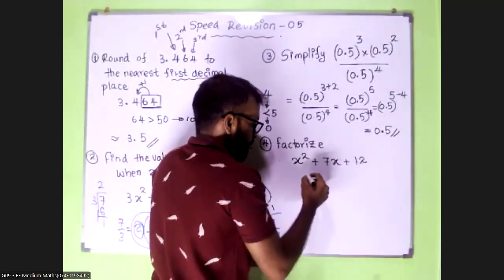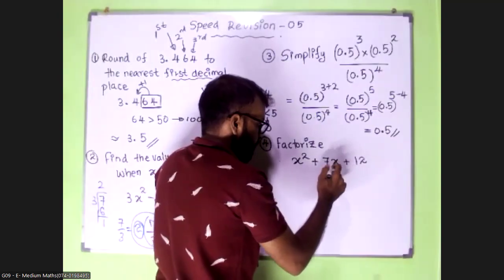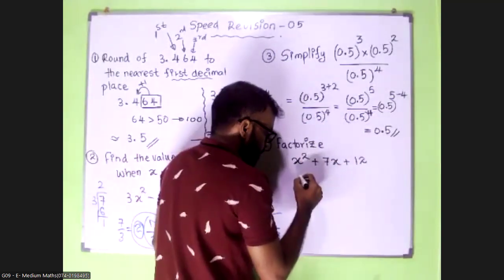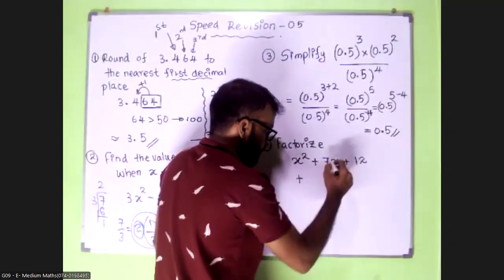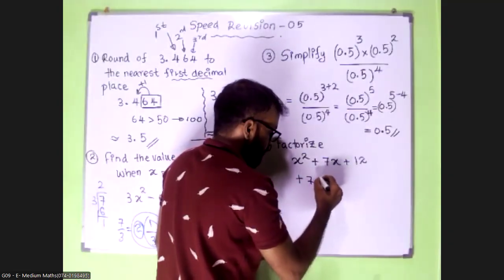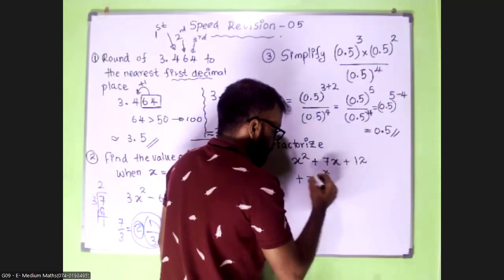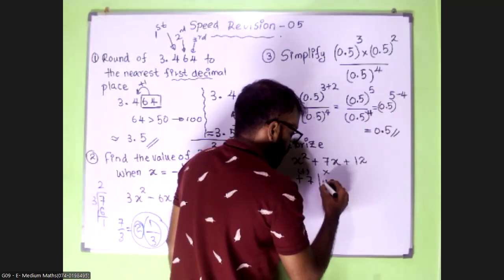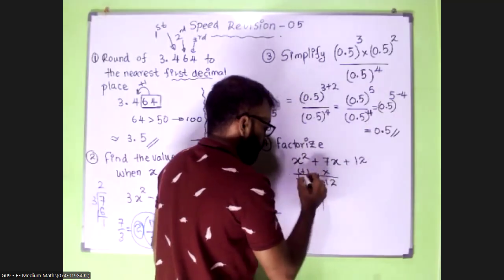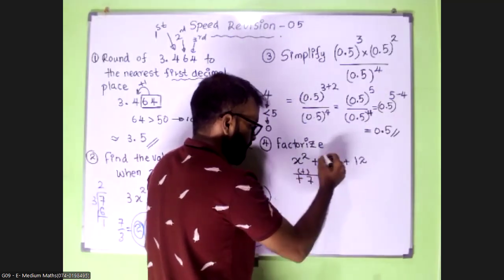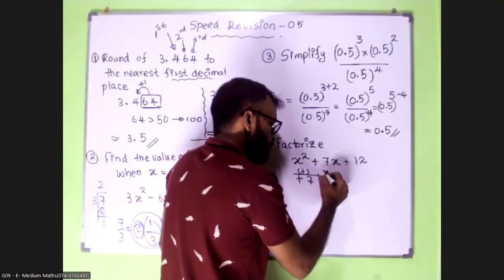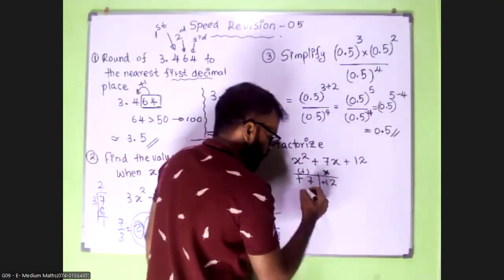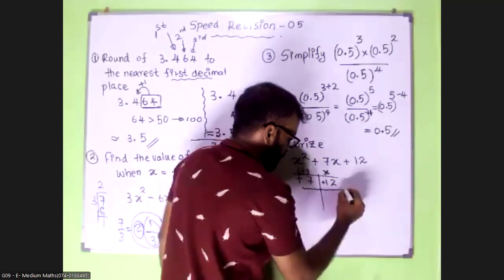That means the numbers that you are going to use to expand this 7x should be such that if you add those two numbers, you should get positive 7, and if you multiply those numbers, you will get positive 12, right? So what are the numbers that you can obtain?